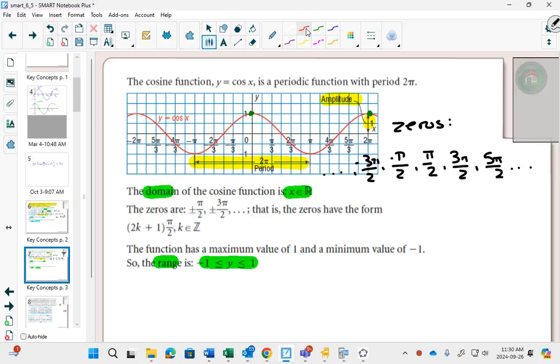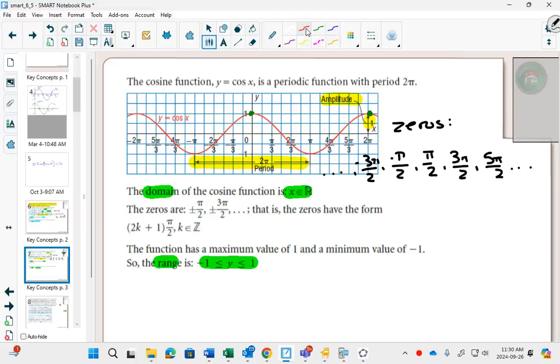Now we're going to start writing that pattern by just looking at the numbers. Okay? I'm going to ask you if you can see a pattern. Do you think that one of the zeros would be 21 pi over 2? Yes or no? Yes. Okay. What about 32 pi over 2? No. So are you noticing that these are all odd numbers?